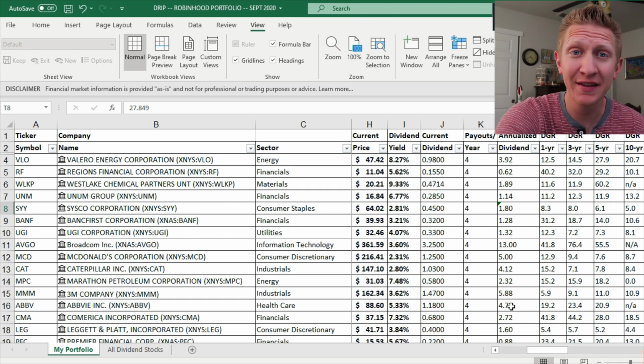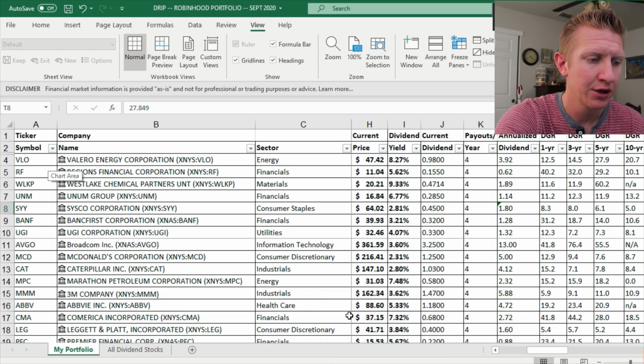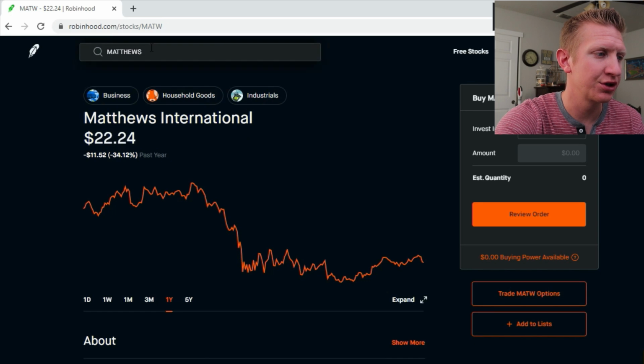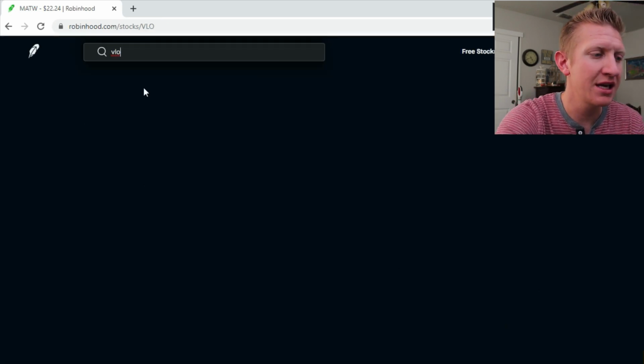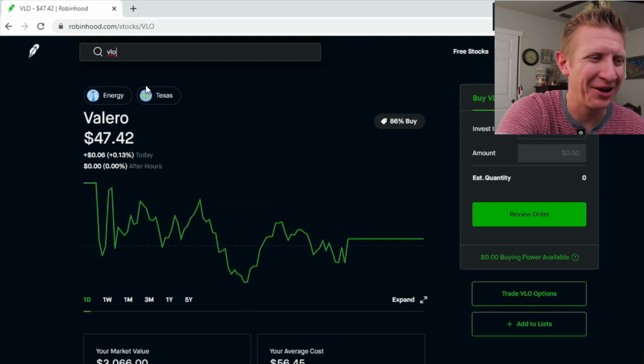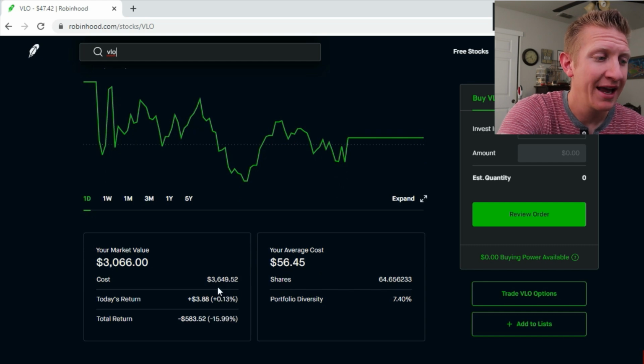You can track that in Robinhood, and just so I can show you that, let me take Valero. If you were to come in here and type in VLO, you'll see, if you're logged into your account, of course, that for Valero, your market value, your cost, and your average cost per share.